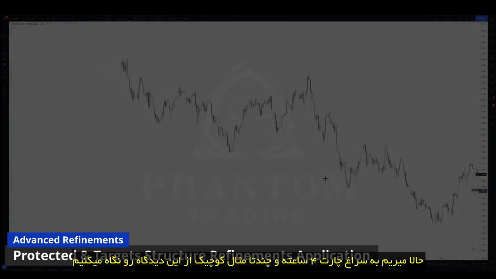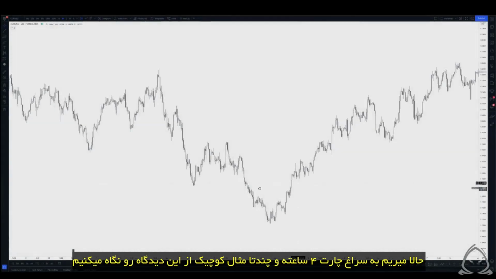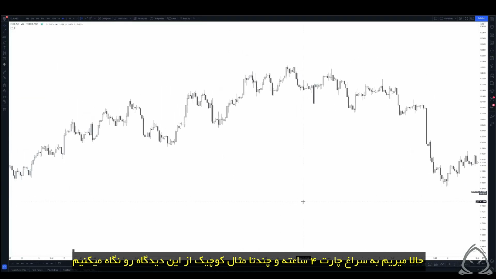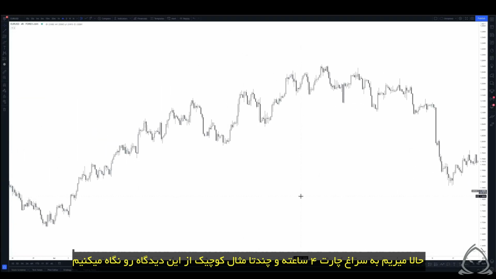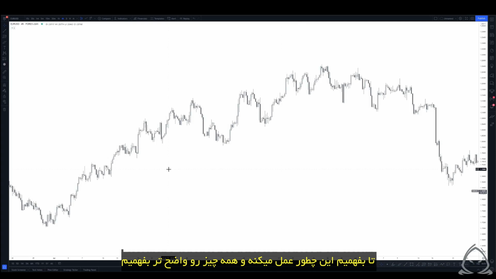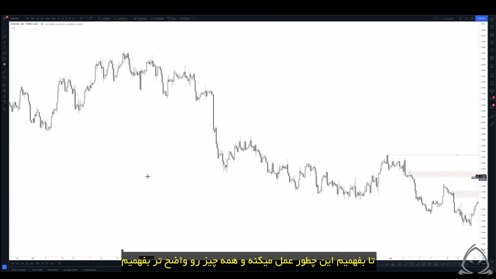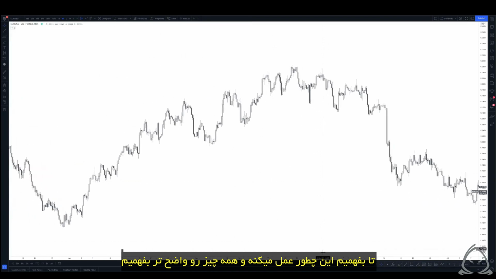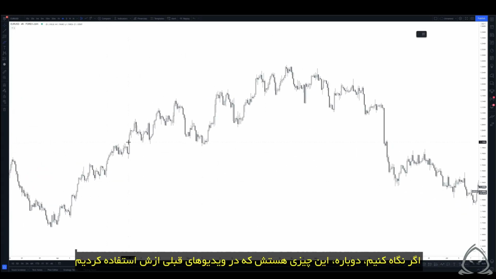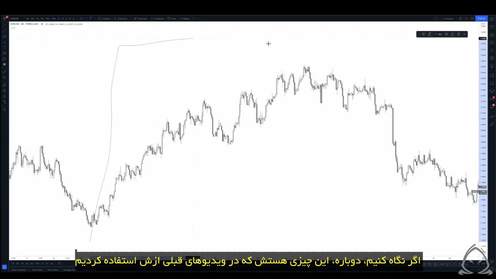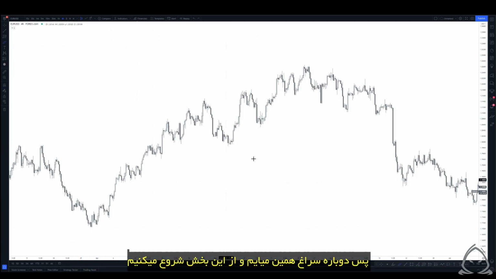So now what we'll do is look at the 4-hour chart and go through a brief example of this in action, just so we can get a good idea of how this all works and understand things a little bit clearer. Again, we've been using this as an example in the past videos, so we'll continue looking at it and start at this section here.